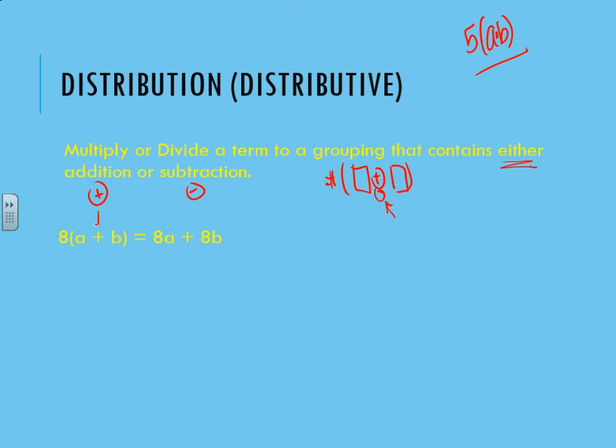We have a plus sign in between the terms in the middle, in the parentheses. Because the terms in the parentheses are separated by addition, we are allowed to multiply the 8 times the A and the 8 times the B. And I love drawing these arrows to keep organized, giving us 8A plus, notice we keep that plus sign in the middle, 8B.